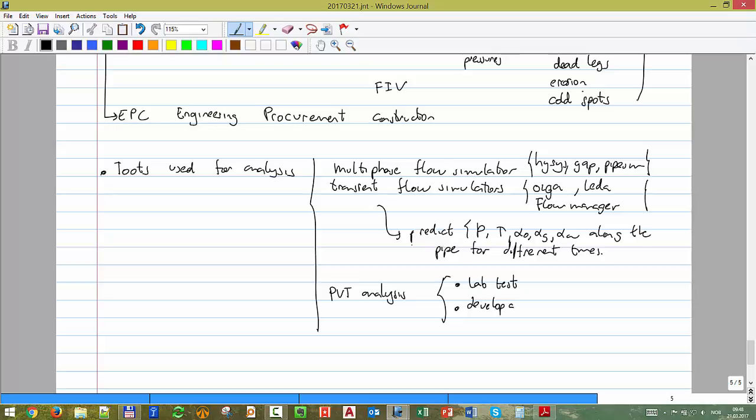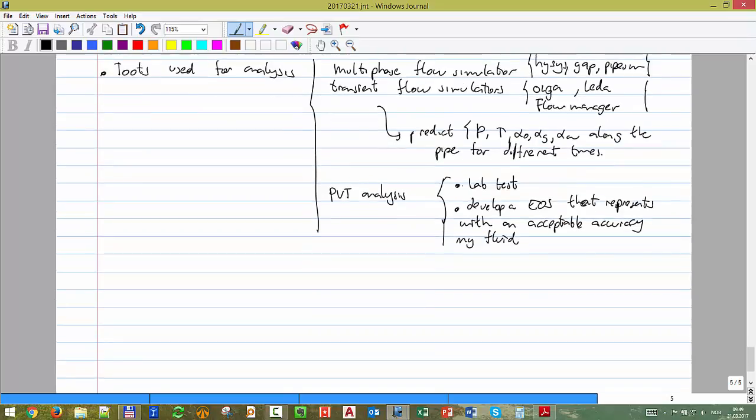and I want to develop an equation of state that represents my fluid with an acceptable accuracy. Because once I have that equation of state, I can use it in all the other things. I can use it in my simulator, I can use it in CFD, etc.